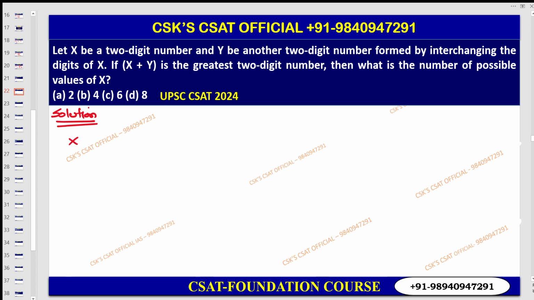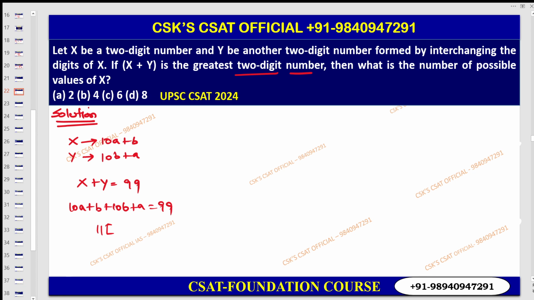So x is a 2-digit number, 10a plus b. y is the 2-digit number reversing that, 10b plus a, and the sum x plus y is equal to the greatest 2-digit number. You know the greatest 2-digit number is 99. After knowing that, you can place this here: 10a plus b plus 10b plus a is equal to 99. Then you can see here 11a and 11b. I am taking 11 as common, so 11 times a plus b is equal to 99. You divide this by 11, so then you get a plus b is equal to 9.